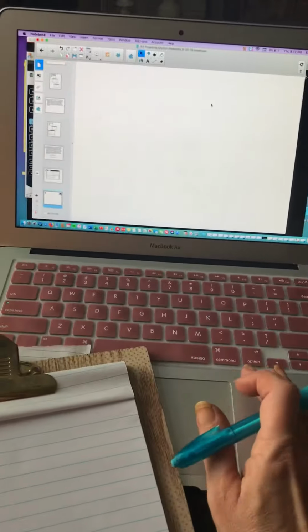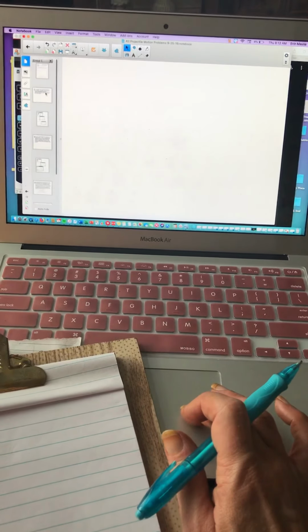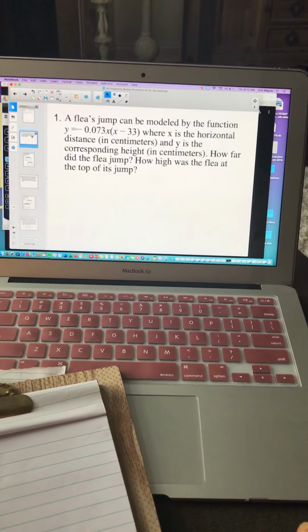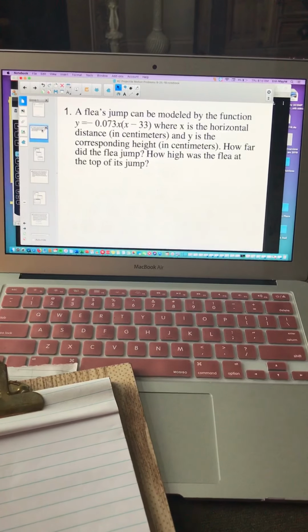How far did the flea jump? So that's going to be question number 1. And question number 2 is how high was the flea at the top of its jump?